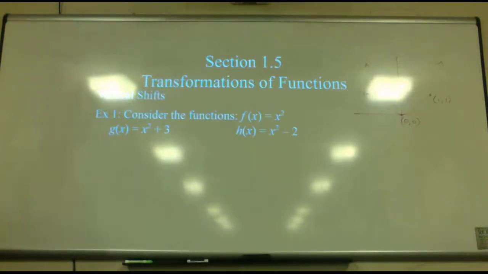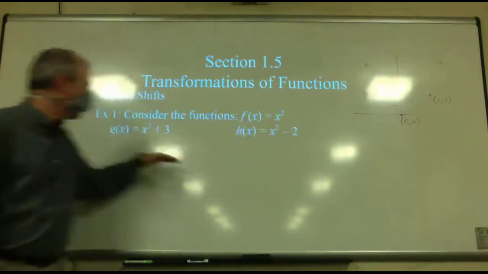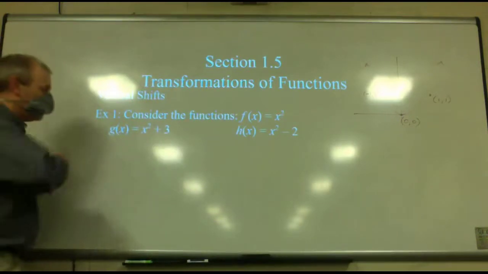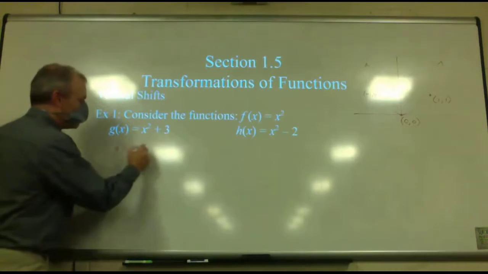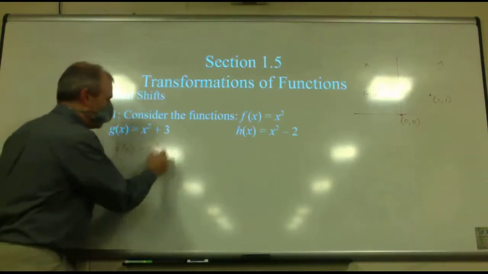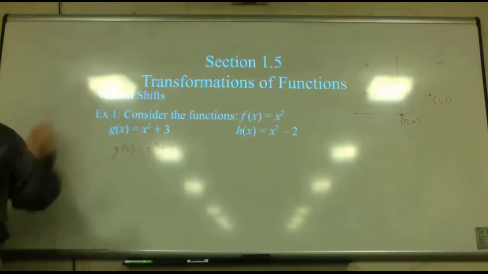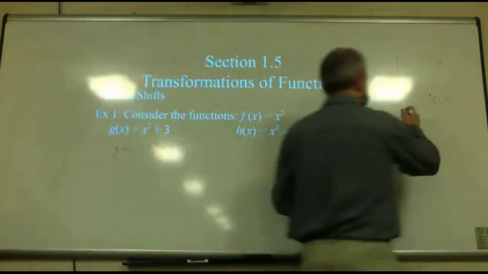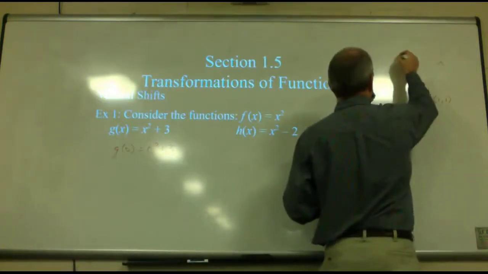But think about what happens then if we take this function and we add 3 to it. Let's just do a couple of these. If I had g of 0, which means 0 squared plus 3, what would the new output be instead of 0? What is it now? 3. So this point would move up to here. 1, 2, 3. It'd be up there.